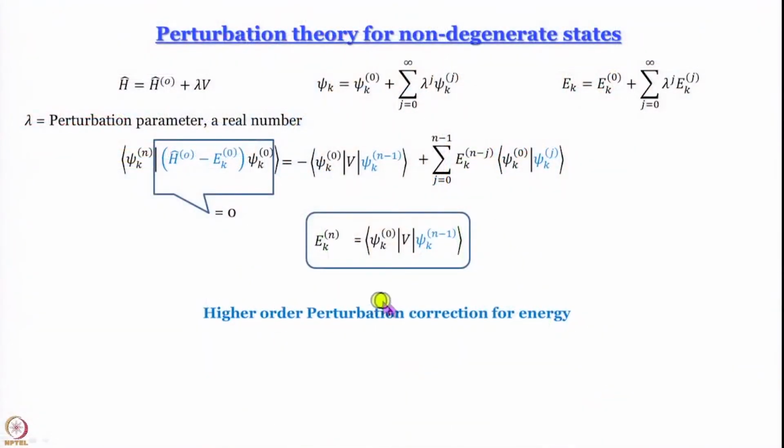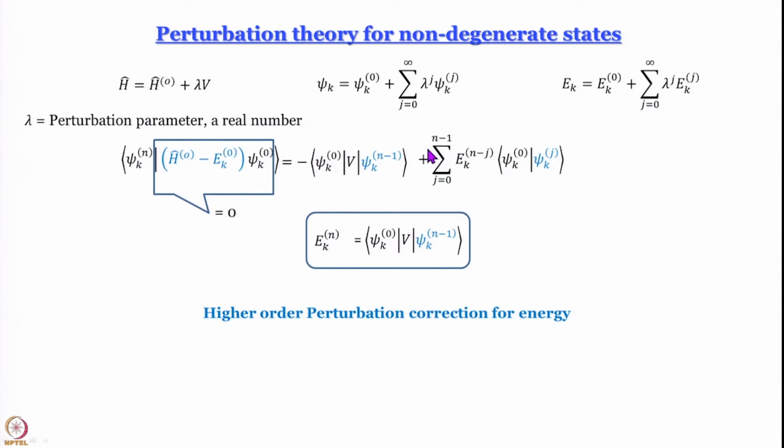This is where we had stopped our discussion. Now we will go ahead and finish it in this somewhat shorter module. We have obtained an expression for the higher order perturbation correction for energy, and in this expression we have the integral psi k 0th, V, psi k n minus 1th. Let us not bother about V for the moment.